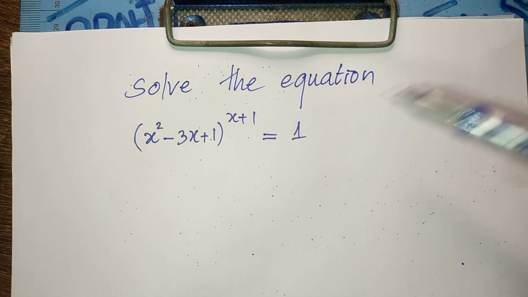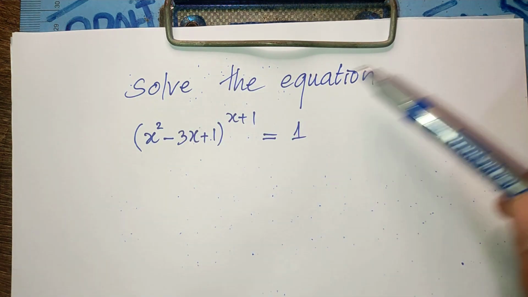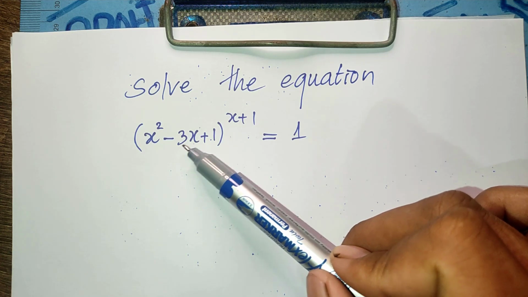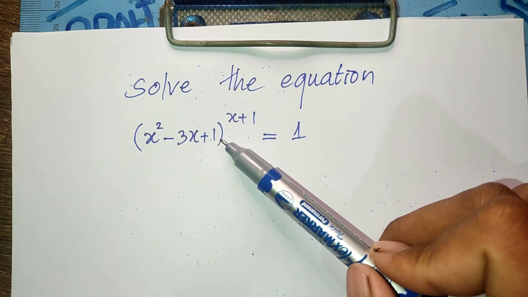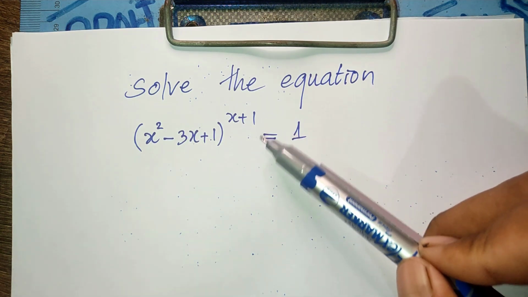Today I have one exercise. So this question: x squared minus 3x plus 1, all to the power x plus 1, is equal to 1.